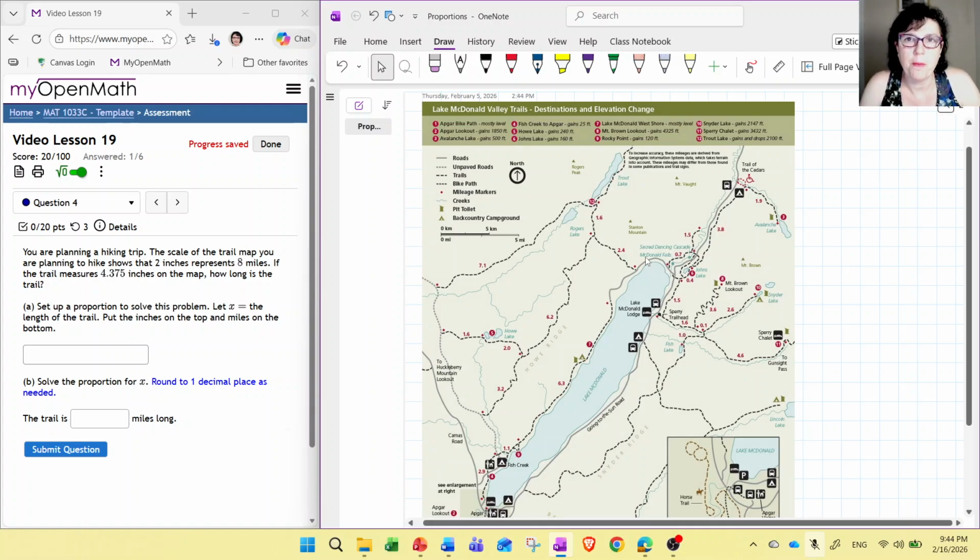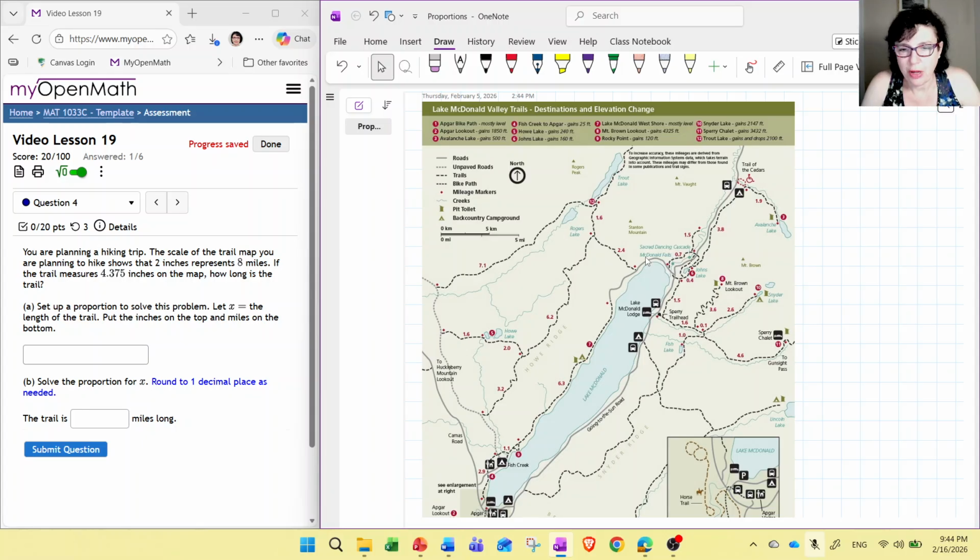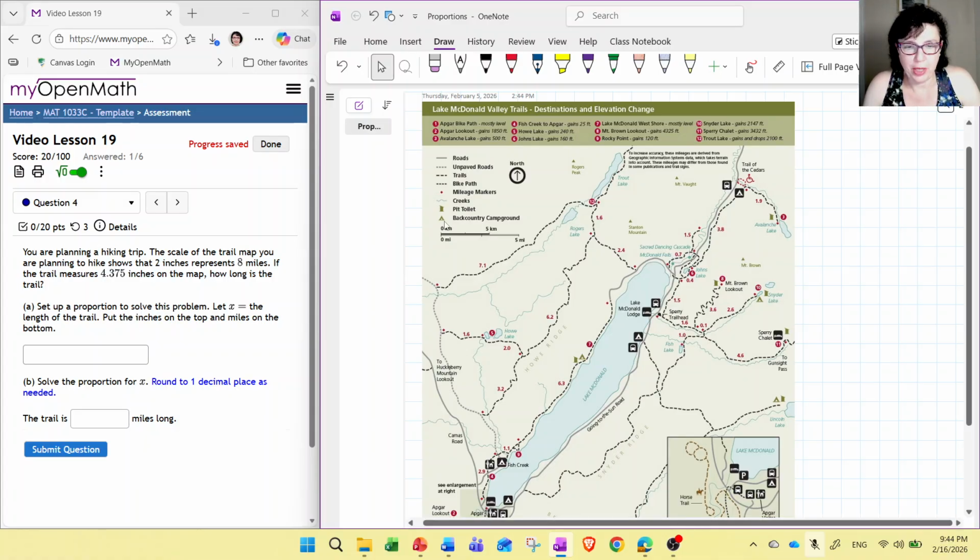How do I use a map to figure out how long a trail is? Let's suppose I want to go hiking, right? And I want to know how long the hike is, and I've got a map, but I don't really know how to use it. When you look at this map, it has this little scale here, right?